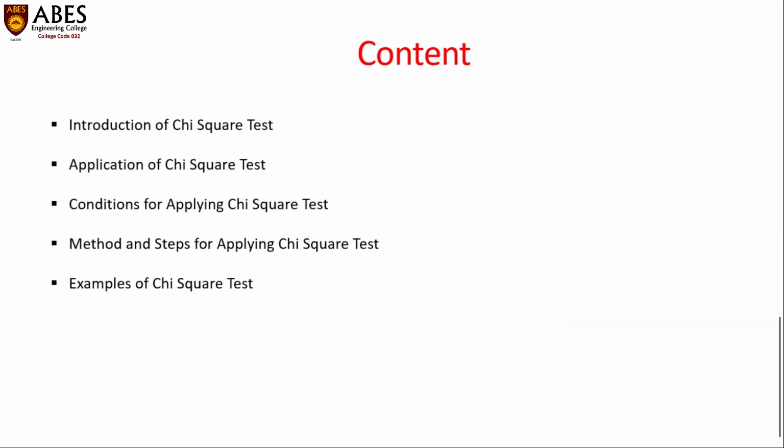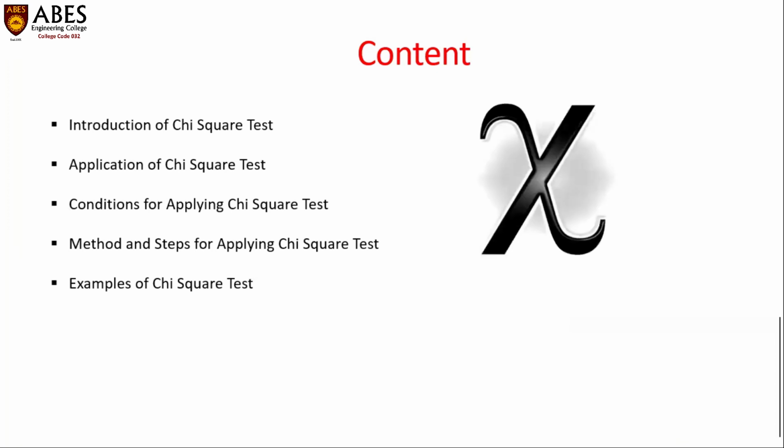Next, we will understand the applications of this test, that is, the fields where this test can be applied. Next, we will take into consideration the conditions which should be kept in mind while applying chi-square test. After that, we will move towards the understanding of steps that will be required to perform chi-square test, and then we will conclude this topic with the help of a few examples.